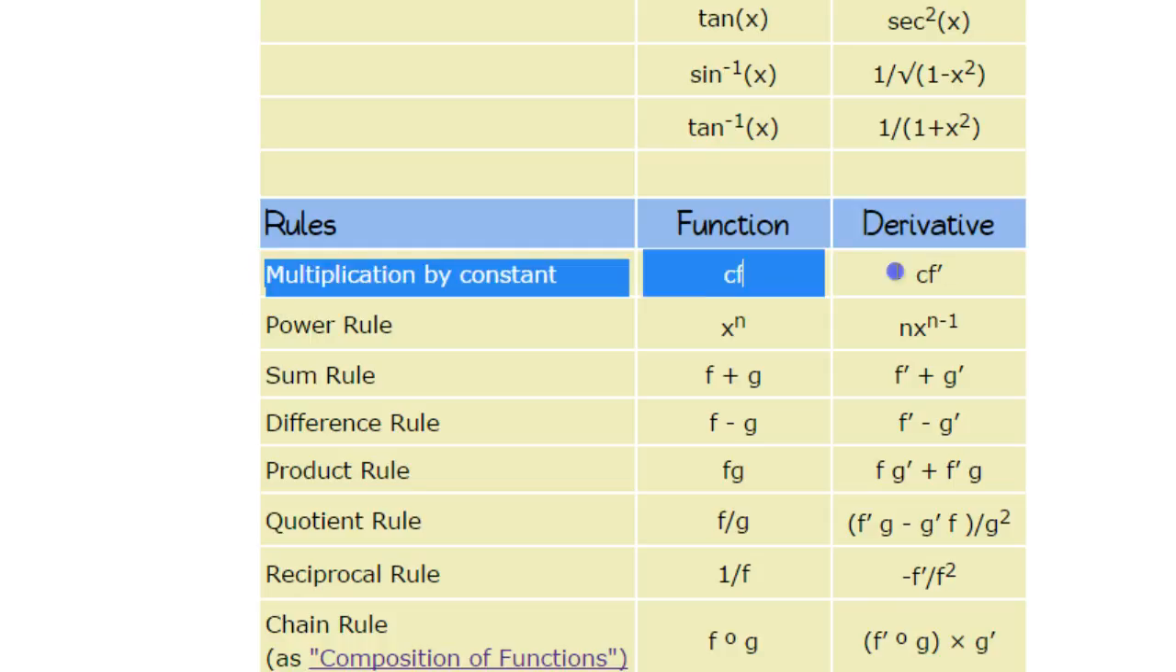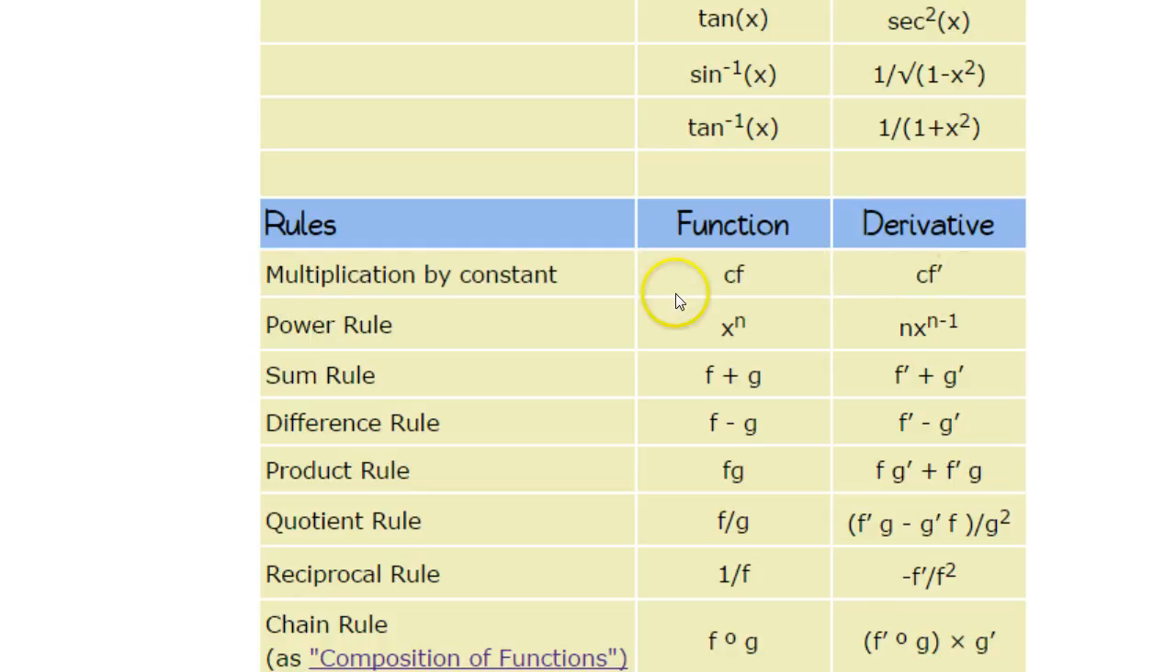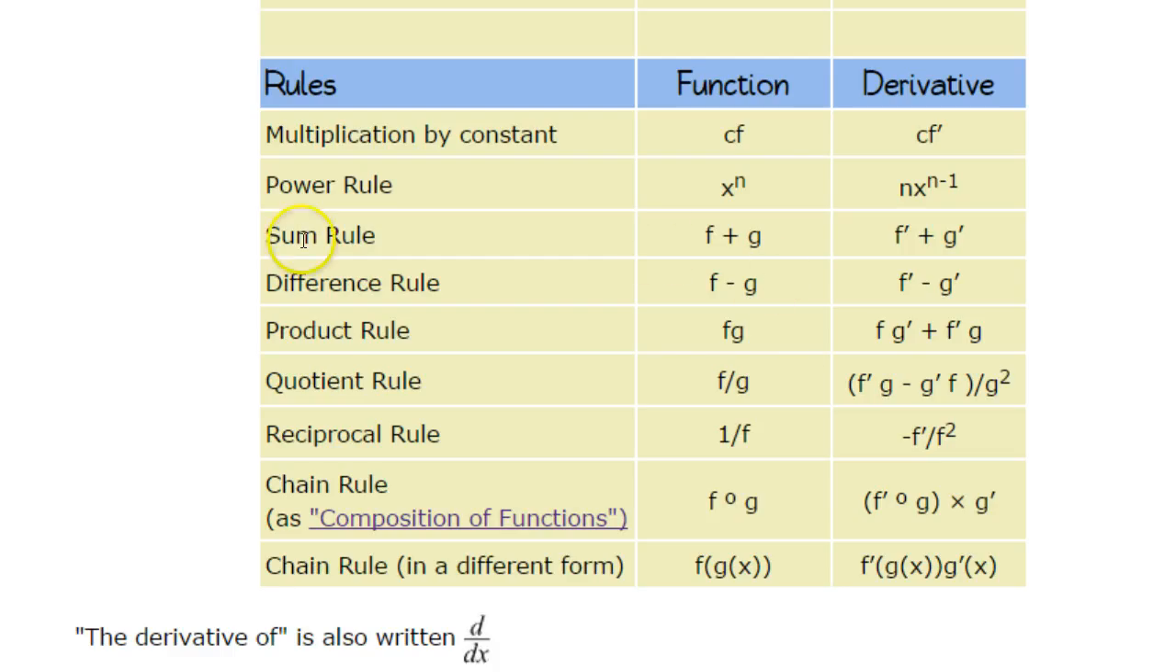Now, multiplying by a constant, you just multiply the constant by the derivative. Pretty simple. Now the power rule: for x to any power n, the derivative is that power brought down to the front, n times x to the n minus 1. So you're going to go 1 power less. If this was x to the third, this would become 3x squared. The sum rule is basically you add the two derivatives together. The difference rule is you subtract the two derivatives. The product rule we'll cover in future lessons.